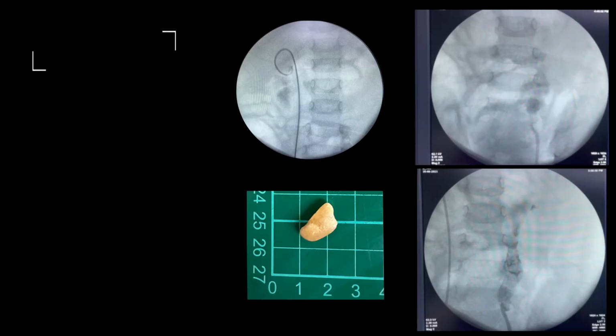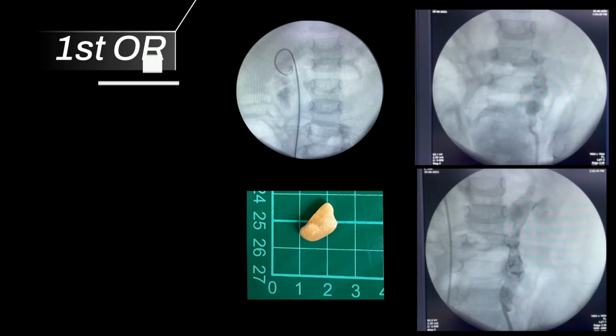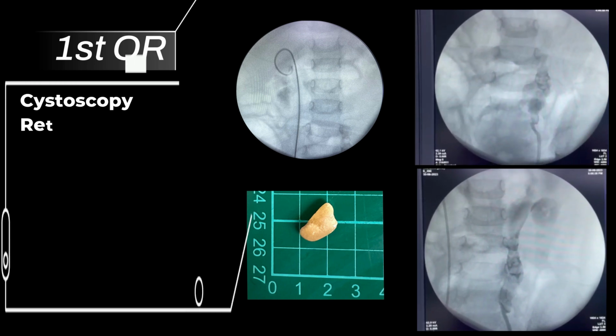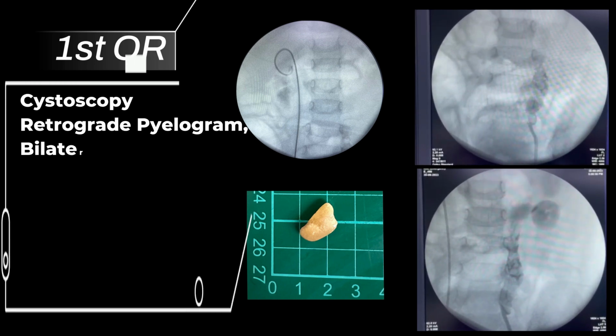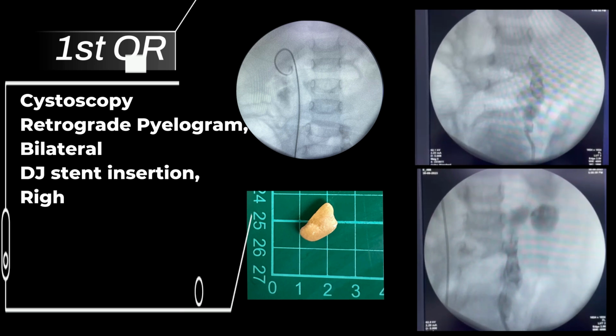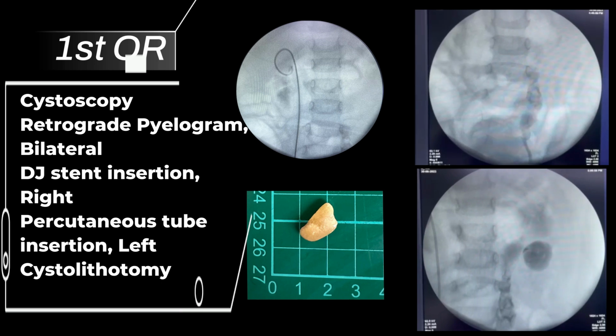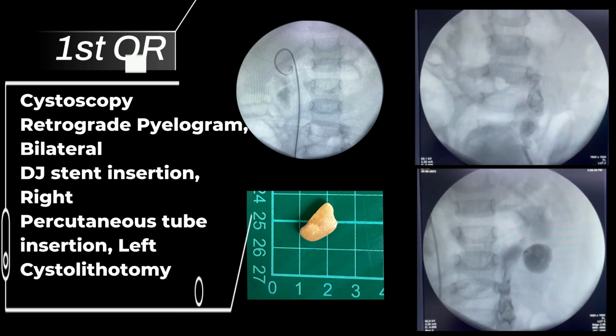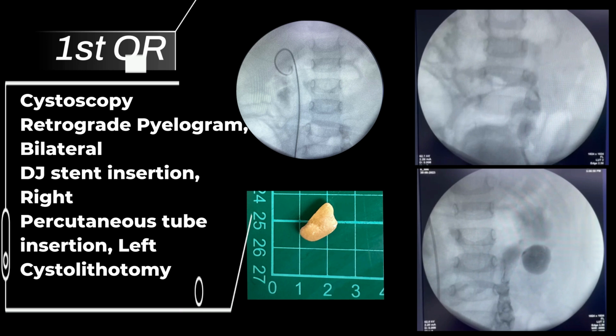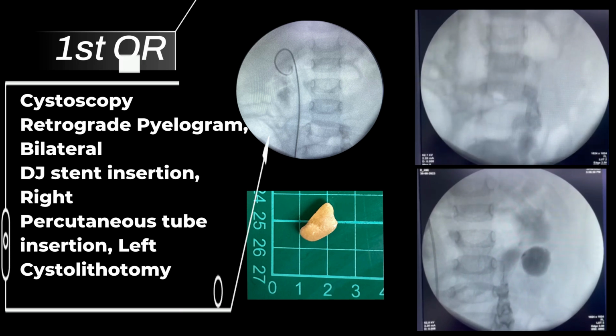The patient was scheduled for operation and underwent cystoscopy and bilateral retrograde pyelogram, during which no ureterolithiasis was noted on the right side, hence a DJ stent was inserted on the right. However, ureterolithiasis was noted on the left and a guide wire could not be inserted, hence a percutaneous nephrostomy tube was placed. The patient then underwent cystolithotomy.